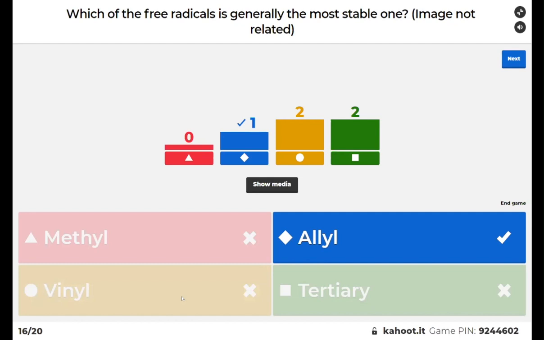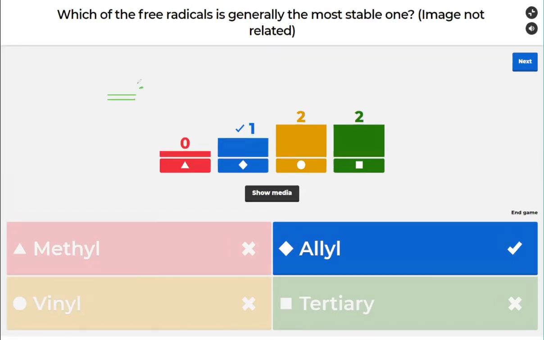Vinyl is when you have a radical on the sp2 orbital. Wait, is it p or sp? It's the sp2 orbital of a double bonded carbon. Let me try to draw this. So vinyl looks like this, if you remember. And this is very not stable because of the orbital problem we discussed.